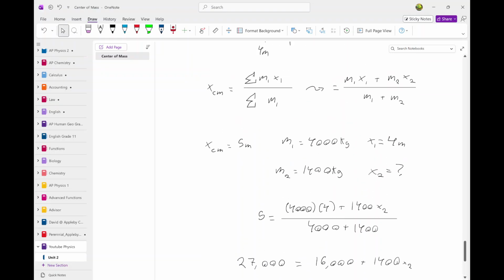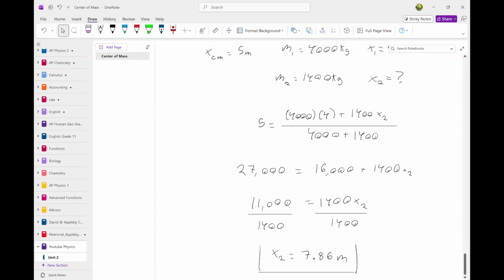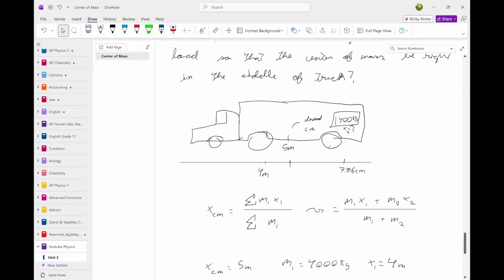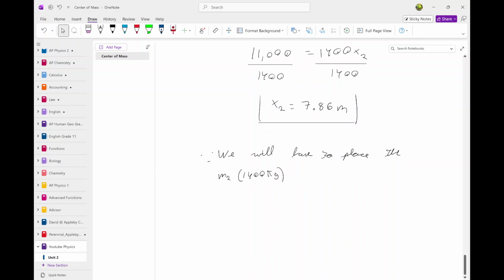So, what can we actually state? That we would have to place it around here. I hope the drawing there gives it away from the start. So let's make a little statement. We will have to place the M2, 1,400 kilograms. I'm just used to using variables, so that's why.